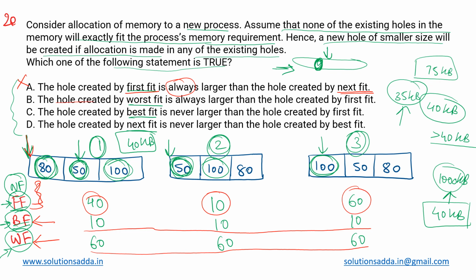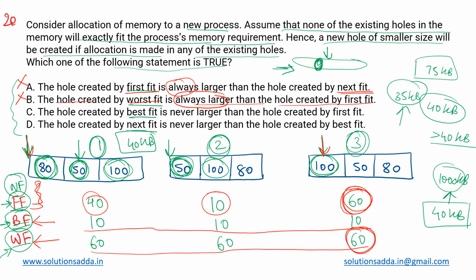Next, the hole created by worst fit is always larger than the hole created by first fit. Now in the third example we saw both of them created the same sized hole. Why so? Because the largest hole was visited first. It was placed at the very beginning. So here first fit and worst fit behave in the same way, and hence the size of the hole created is also same. So this "always larger" is incorrect. It is generally larger but not always larger.